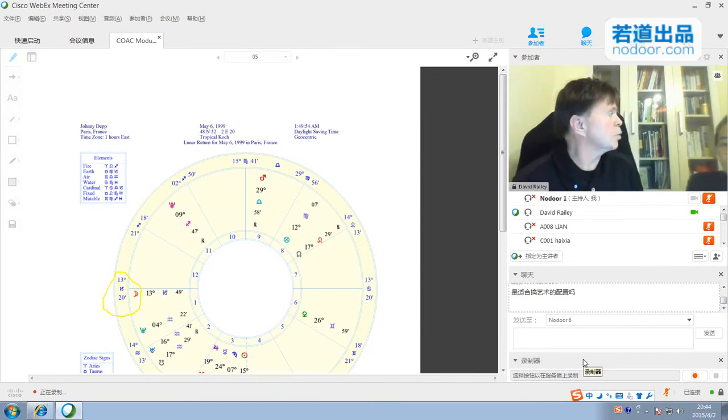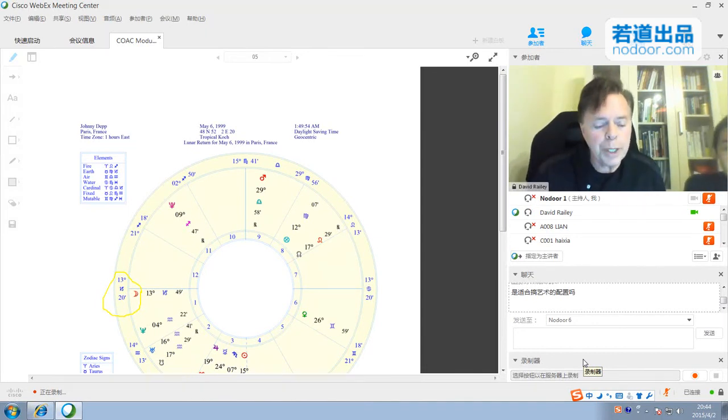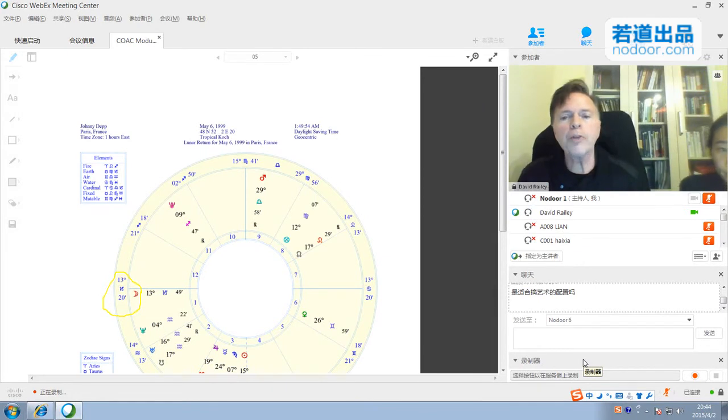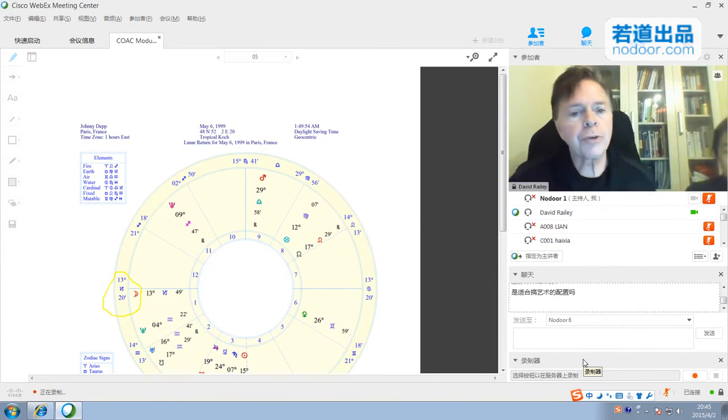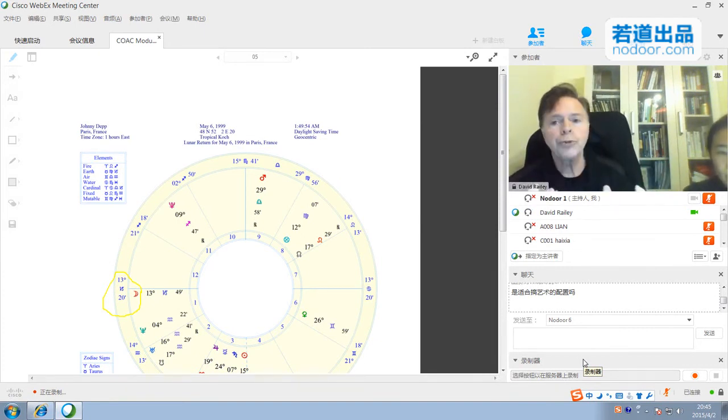And so here we have the one place on the globe where the Moon would be on the Ascendant in his lunar return chart. If he was in England, this wouldn't be happening. If he was in Hollywood, this wouldn't be happening. If he was in Beijing, this wouldn't be happening.